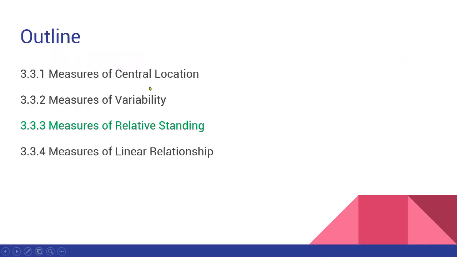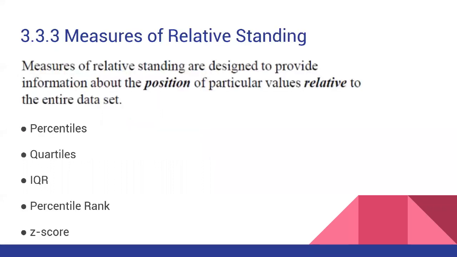Today we are going to learn the third type of measurements: measures of relative standing. Specifically, there are 5 measurements that can be used to measure relative standing. Measures of relative standing are designed to provide information about the position of a particular value relative to the entire dataset. We're going to learn percentiles, quartiles, IQR, percentile rank, and z-score today.